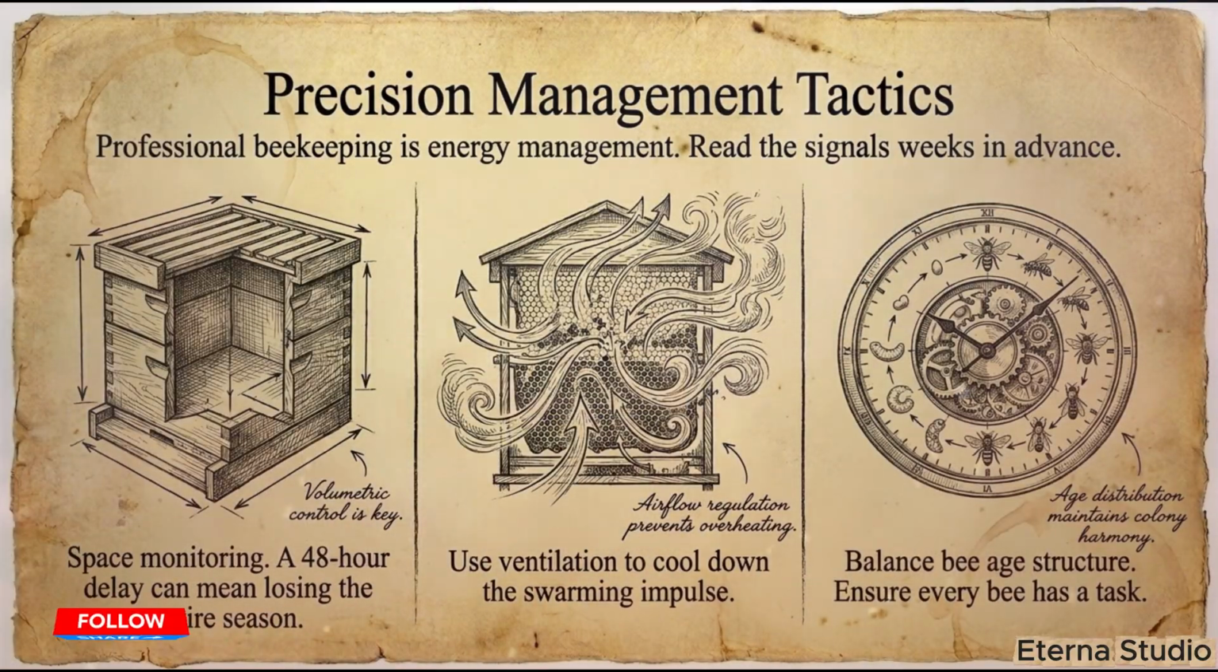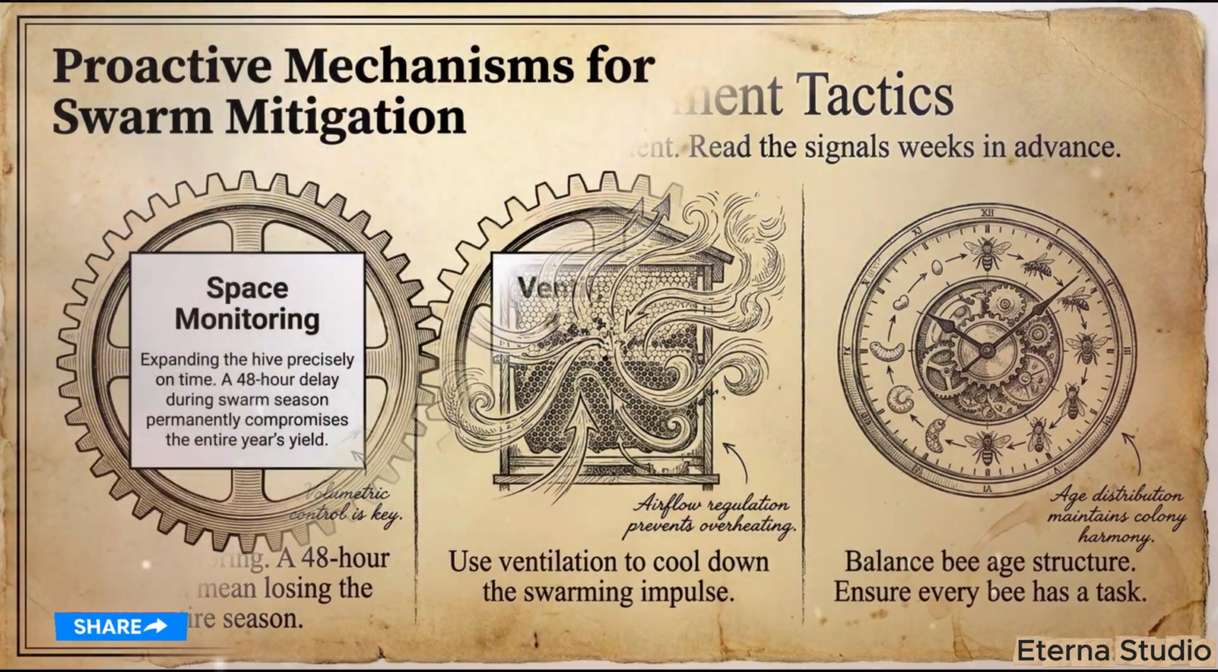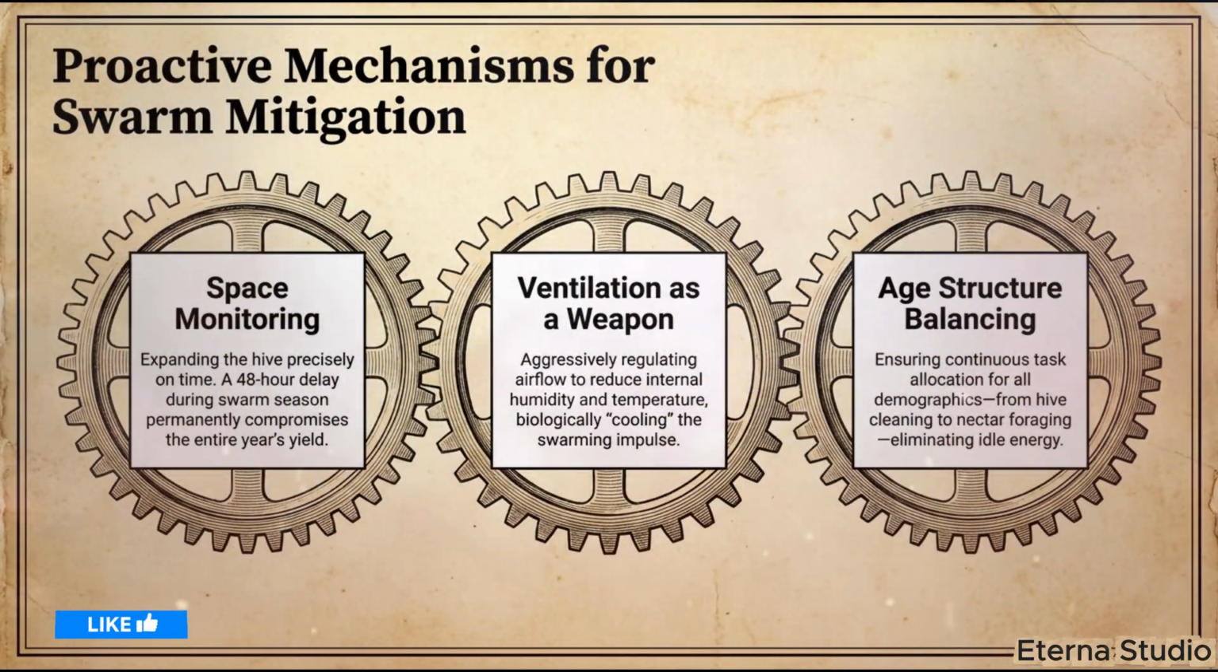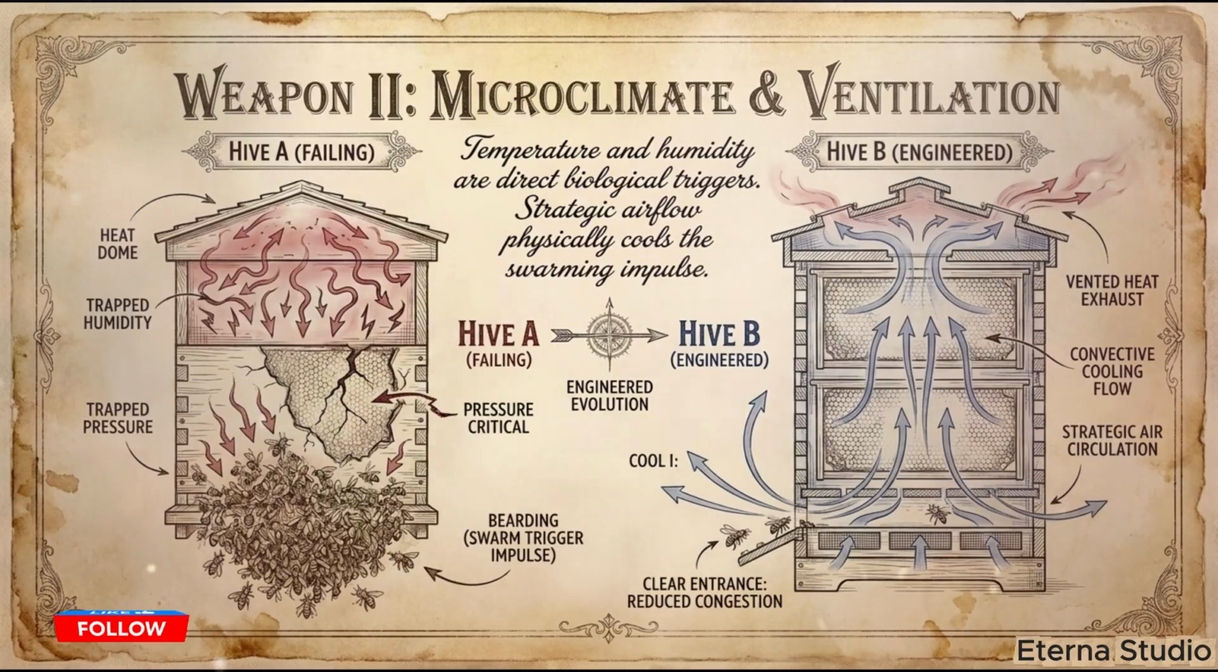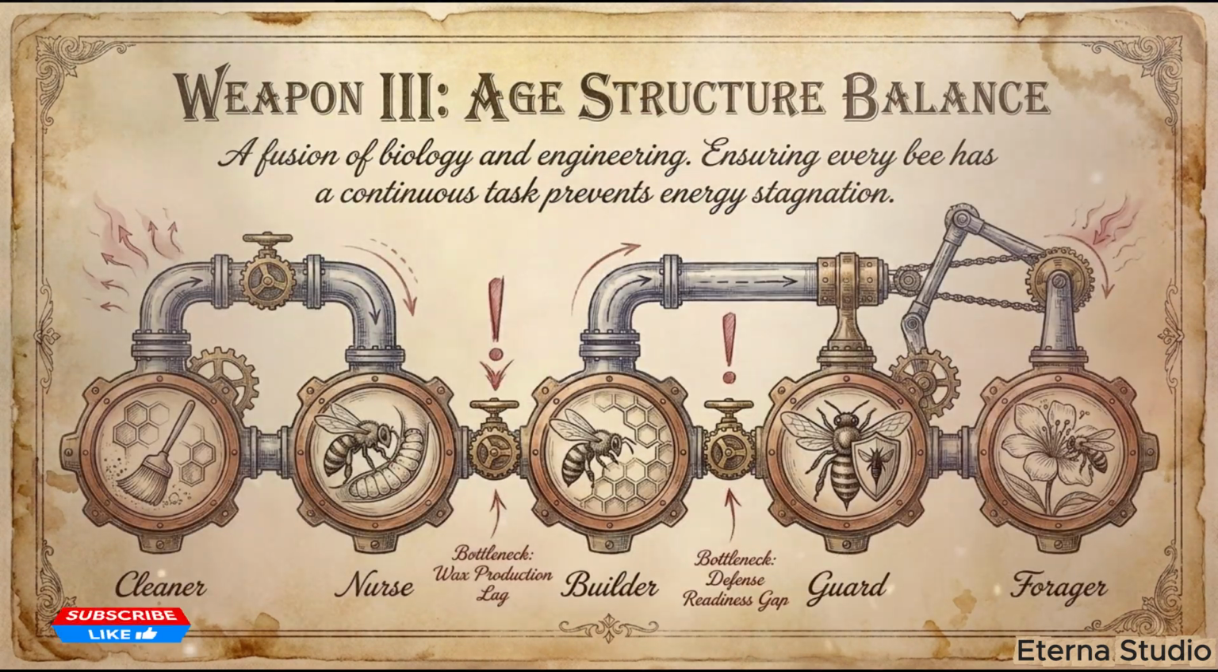Space monitoring. Are you expanding the hive on time, or are you late by several days? During swarm season, a 48-hour delay can mean losing the entire season. Ventilation as a weapon. Using ventilation to reduce humidity and temperature directly cools down the swarming impulse. Balancing bee age structure. How to ensure every bee has a task, from cleaning to nectar collection.